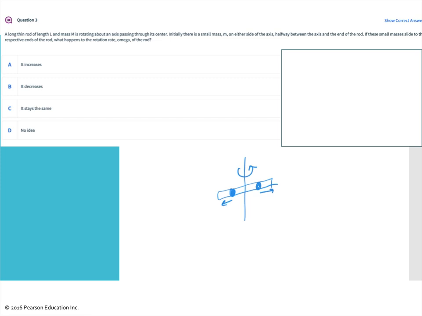This is actually the opposite of the situation with the professor on the turntable. Instead of pulling the masses in, we're kind of pushing them out. So it's going to increase the moment of inertia of the rod and the masses. And so by increasing the moment of inertia, it's going to decrease the rotation rate.